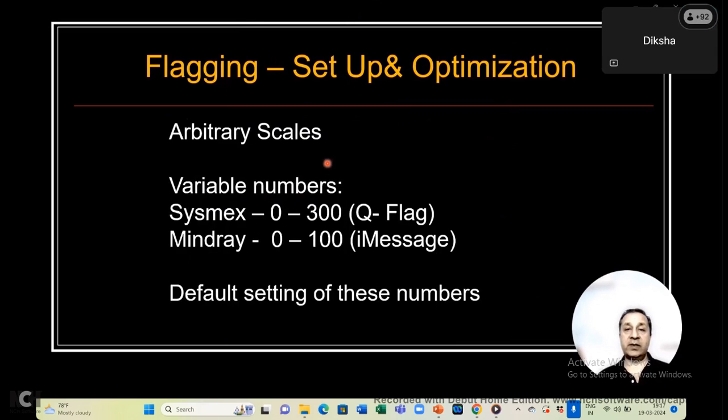So this brings us to the concept of optimization of flagging, or setting up of flagging, in the various instruments that you use in your setups. Remember, for all practical purposes, when you allow the cells to be counted in a hematology analyzer, there are certain arbitrary scales in every hematology analyzer wherein the dot which is coming onto the scatter plot has specific X, Y, and Z coordinates.